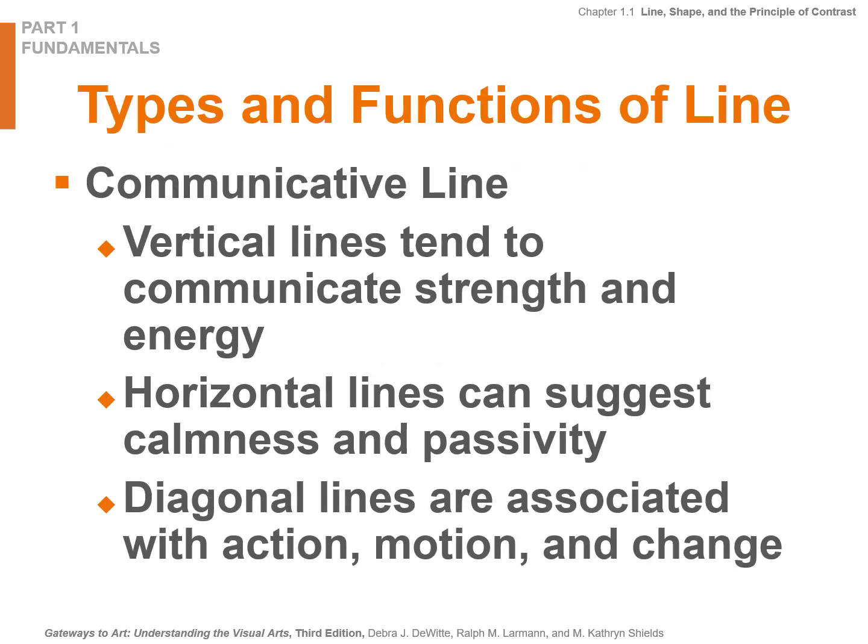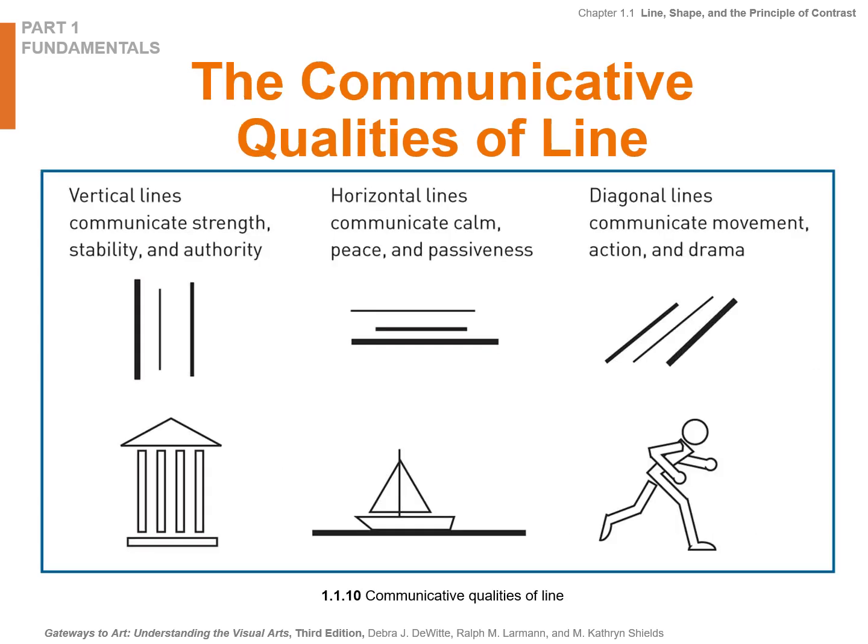Lines can be so incredibly communicative of various aspects of emotion, of meaning. Communicative line, for example: vertical lines tend to communicate strength and energy. Horizontal lines can suggest calmness and passivity. Diagonal lines, right, are associated with action, motion, and change. In this chart, we can see this diagram. We can see how lines can convey these precise ideas, right?